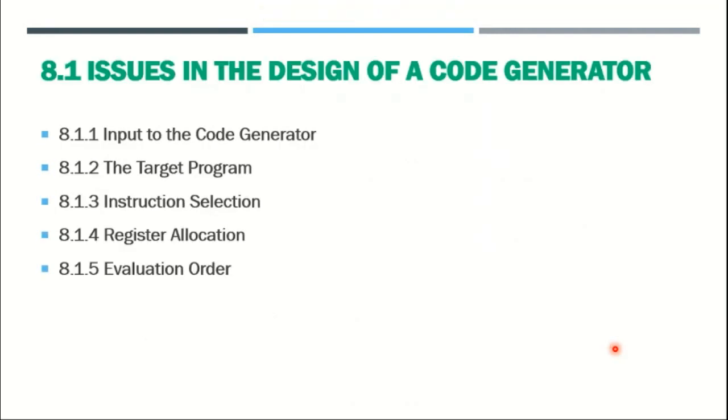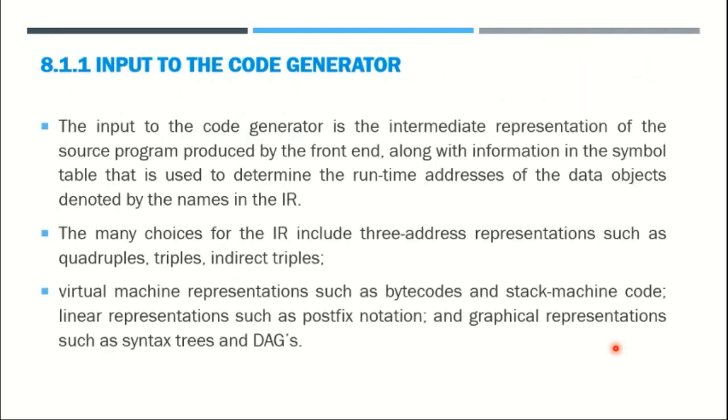Now we observe the issues in the design of a code generator. There are several issues while generating the target code: the input to the code generator, how to choose the target program, how to select the instructions, how to allocate the registers, and the evaluation order of the program execution. These are the several issues in the design of a code generator.